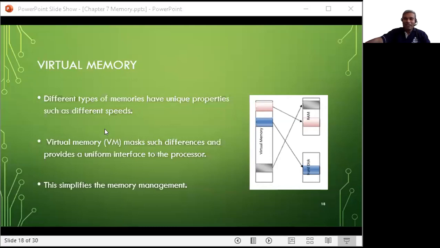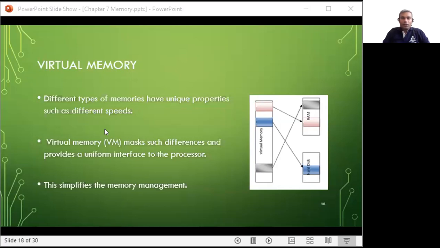Let's move to another very important topic. This is called virtual memory. Remember, at the beginning of today's lecture, I mentioned there are different types of memories. They can be sequentially accessed, they can be randomly accessed, they might be volatile, non-volatile, they may have different speeds, and all these things are there.